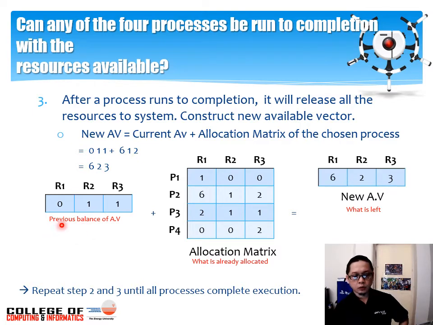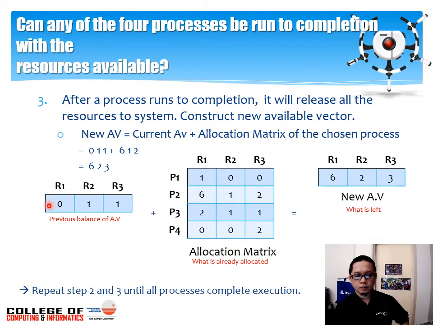By right, previously you have 0, 1, 1 of resources. Now after completion, you take this value and add it into the available vector. So you return 6 units of R1 into the available vector, you return 1 unit of R2, and you return 2 units of R3. So now you have a new value for the available vector. Instead of just 0, 1, 1, after completion you will have 6, 2, 3 of those resources.